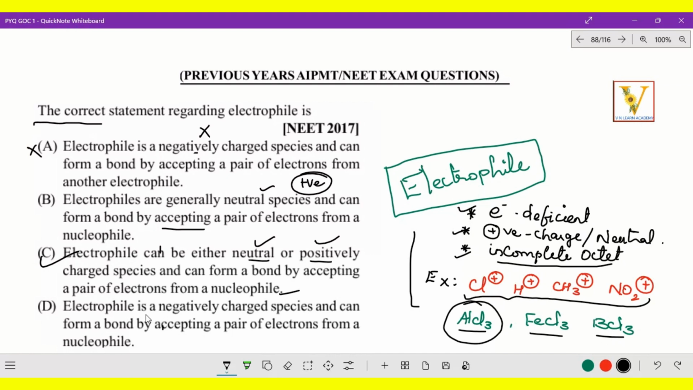And the last one says an electrophile is negatively charged. No, if it is negatively charged, it is a nucleophile only. I hope you got the clarity. Electrophile is generally written with the symbol E plus. I hope you got the clarity about this question. Come on, let's go to the next question.